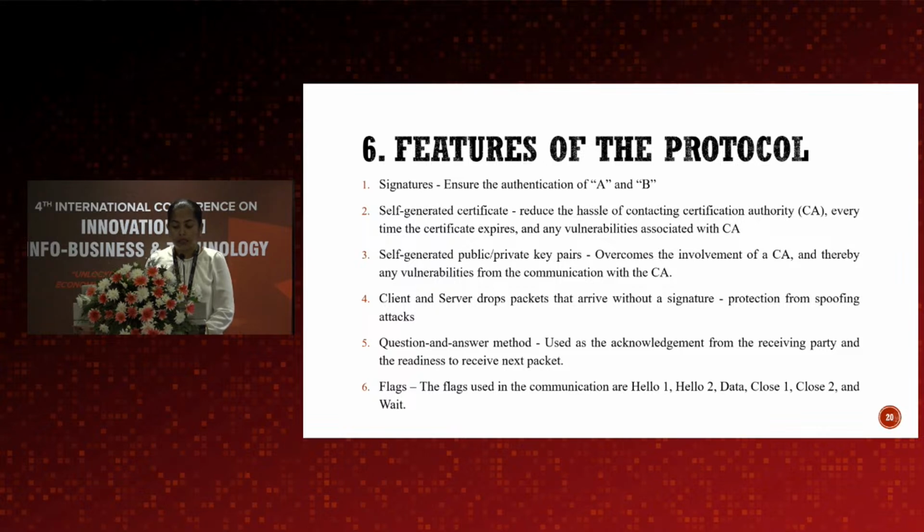Then we have the client and server drop packets that arrive without a signature. That provides protection from spoofing attacks. Then we have the question and answer method. It is used as the acknowledgements from the receiving party and the readiness to receive the next packet. Then there are flags. As I have discussed earlier, there are 6 flags involved in this protocol.